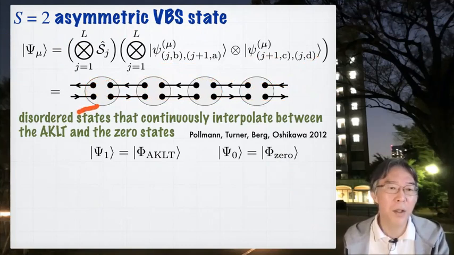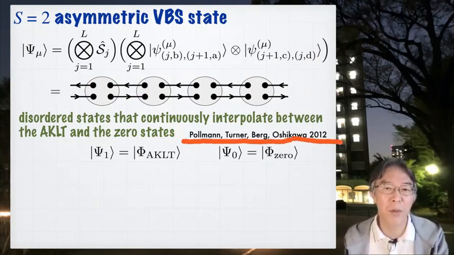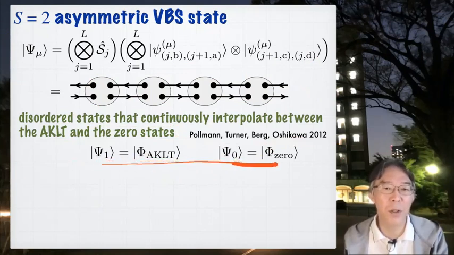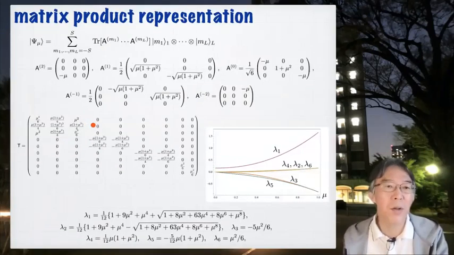representation of the state. And again, this is a disordered state that continuously interpolates between the AKLT and the 0 state. Again, a very similar state, which plays the same role, was constructed by Pollmann, Turner, Berg, and Oshikawa back in 2012. Okay, so anyway, this is again phi AKLT for mu equal 1 and phi 0 for mu equal 0, both for spin 2. And again, this is disordered. Again, this can be shown by going to matrix product representation. Again, this is Daisuke's calculation. So you have these matrices, and this is the transfer matrix, a big one.